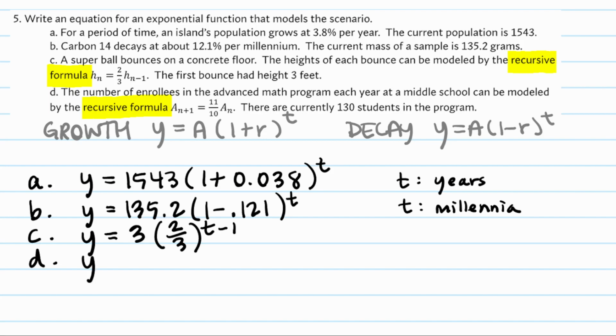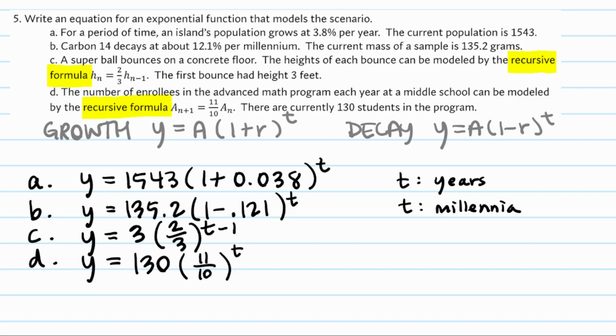And for D, y is going to equal, okay, there are currently 130 students in the program, times 11/10. We've seen that one, I think, in the calculator example. It was a growth rate of 10%. So 130 times 11/10 to the t. There are currently, right now, 130 students in the program. Maybe we say right now is t equals 0, and so that would be 130, and that would be okay. We could leave that as t.